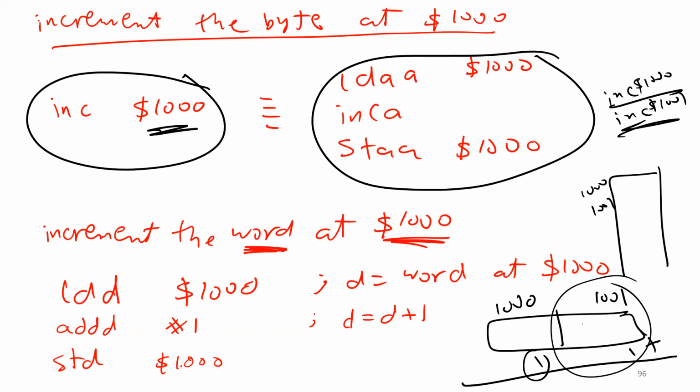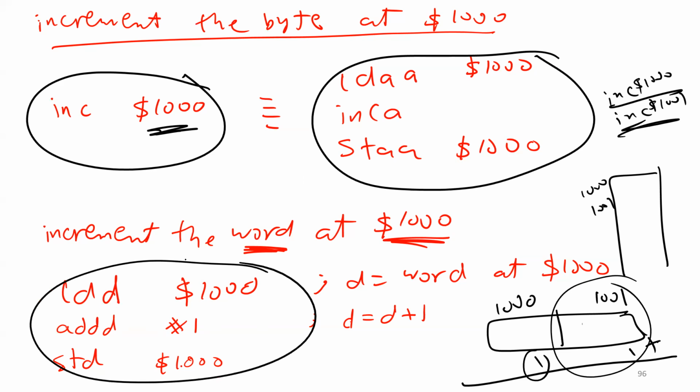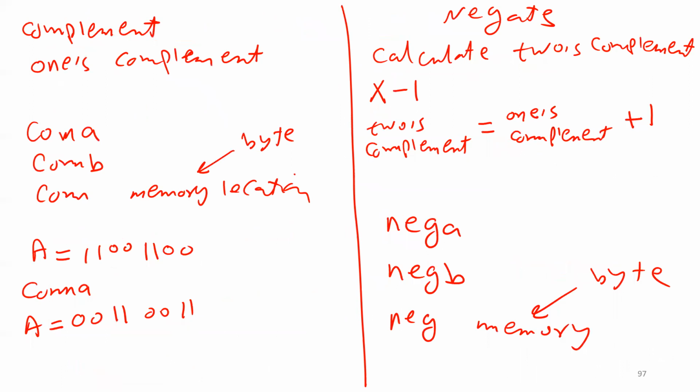Okay, guys, can you see it this way? So I'm going to read the word at 1000, and then add 1, and then return it back. Any questions?